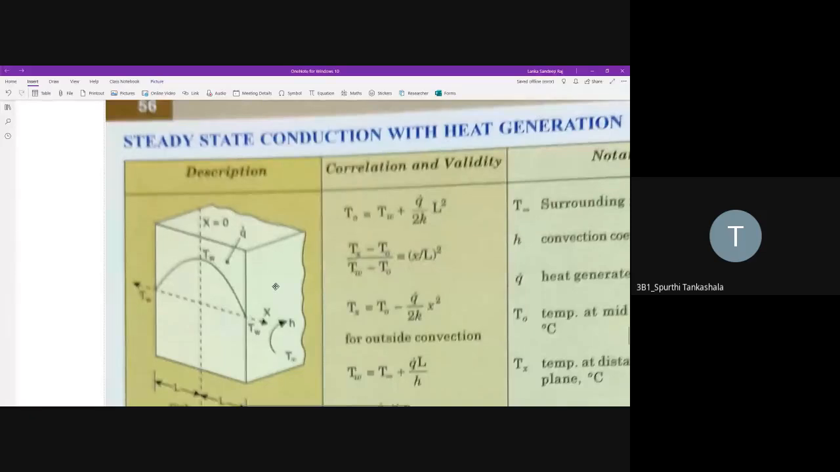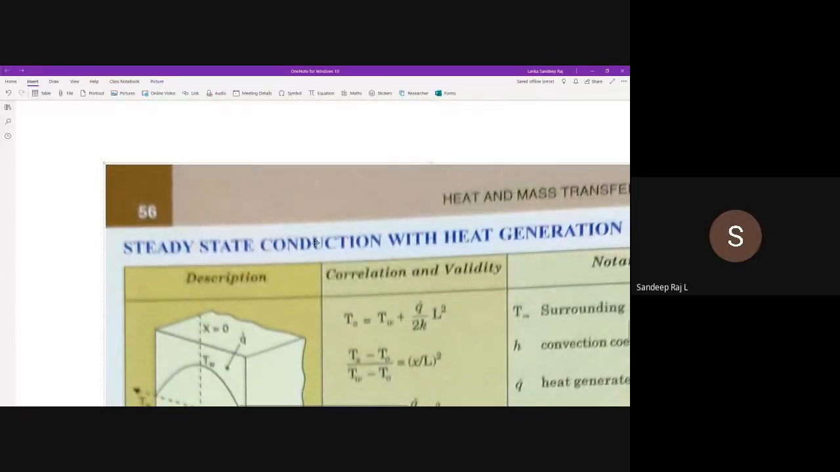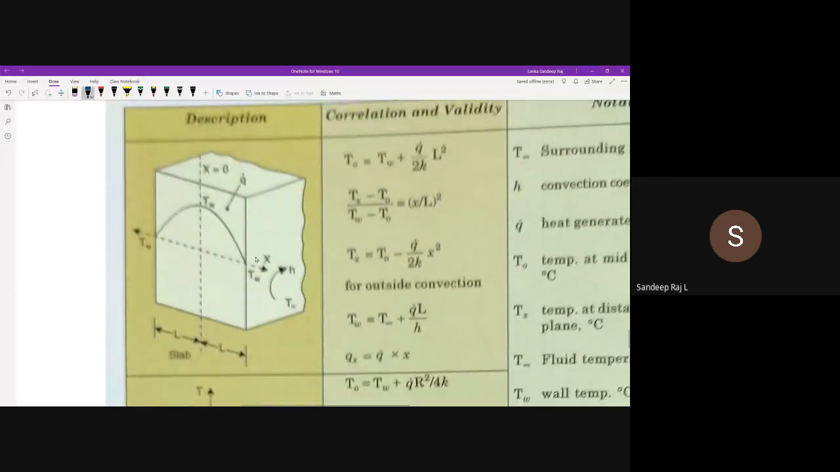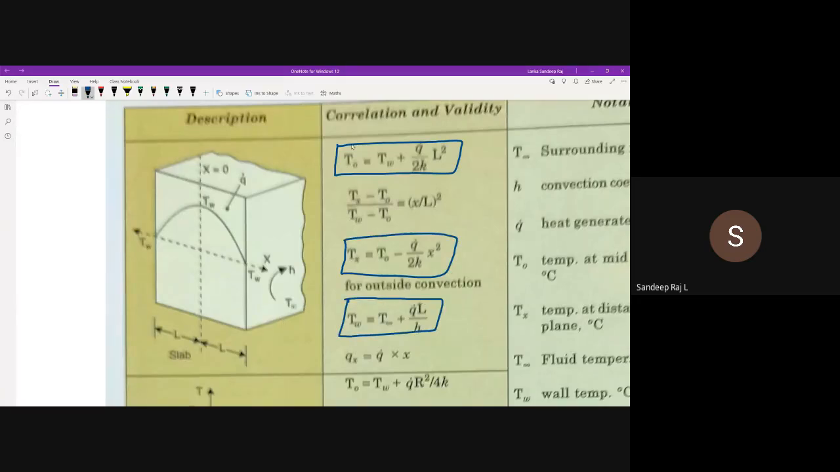Okay, so for solving these problems, you have to move to page number 56. Page numbers 56 and 57 you have to use. The problem that we solved yesterday can also be seen here. This is the formula that we used yesterday. Using these three formulas we solved the problem in the last class.